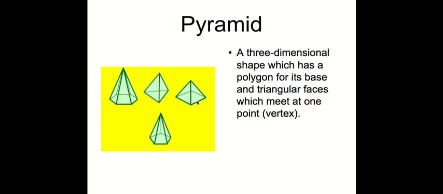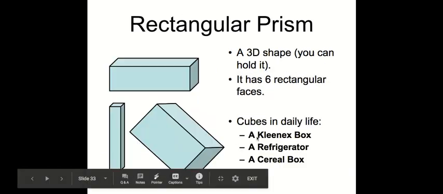Okay, so let's look at this one. The bottom of this, what kind of shape is it? It's a square. So we call this a square pyramid. What's the bottom of this shape? What's the shape down here? That's a triangle. So guess what we would call this? A triangular pyramid. So pyramids are named based on what the bottom looks like.